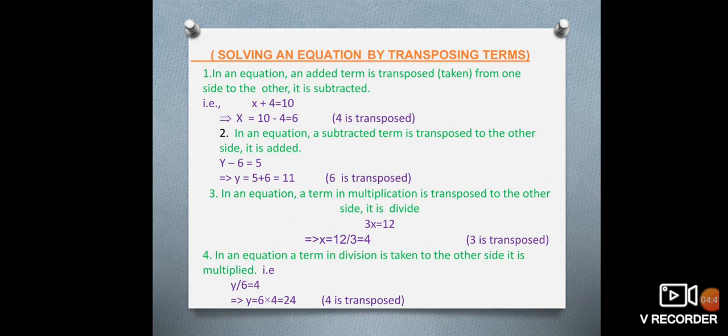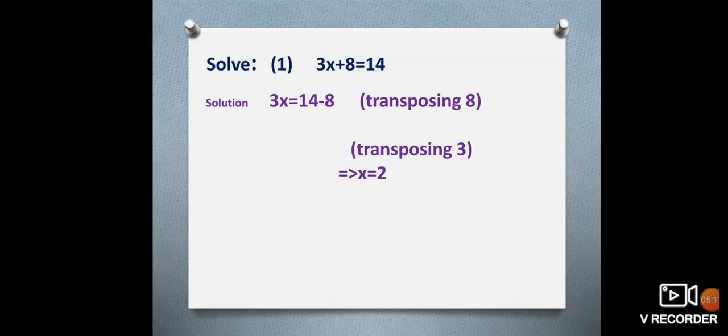And in the fourth example, as I can see, y divided by 6 is equal to 4. It means my constant is in divide. So if I transpose this constant, that is 6, to the right hand side, I need to multiply both sides. Sorry, I need to multiply by 6 at the right hand side, so it will become 6 into 4, that is 24. So my solution is y is equal to 24.